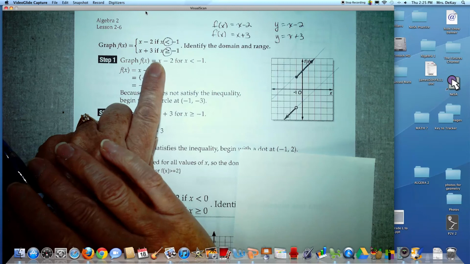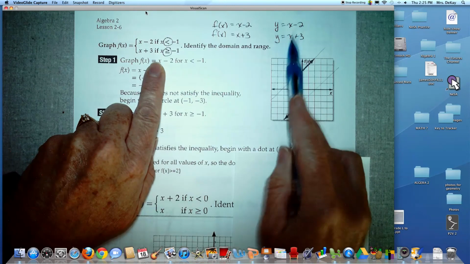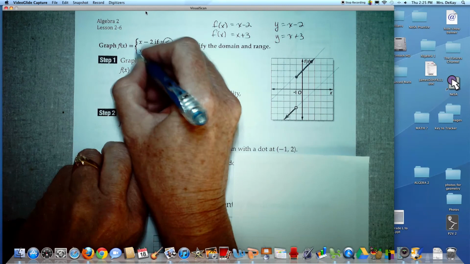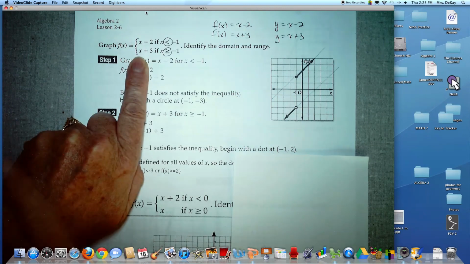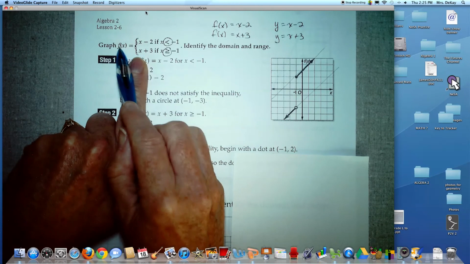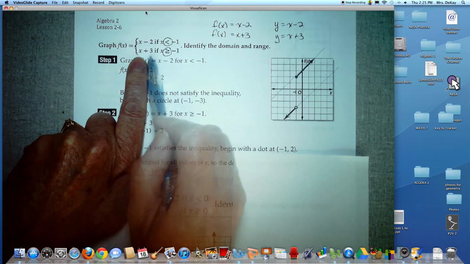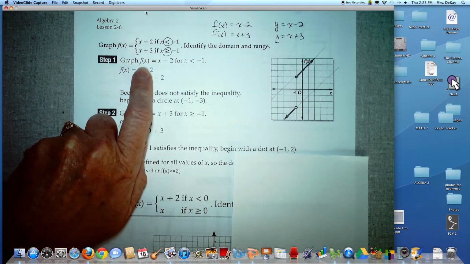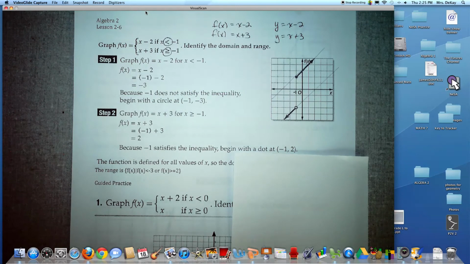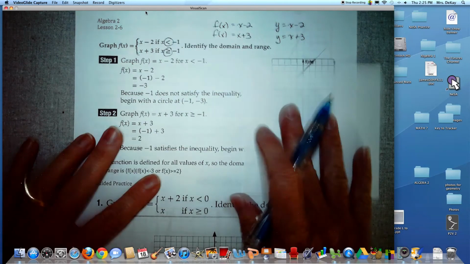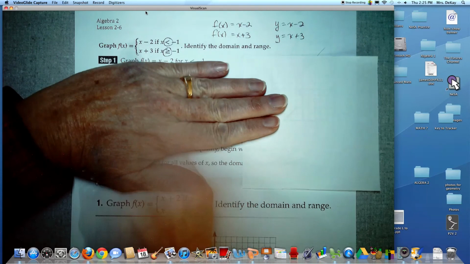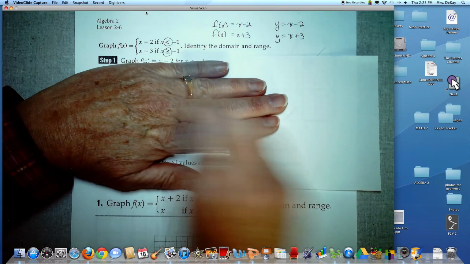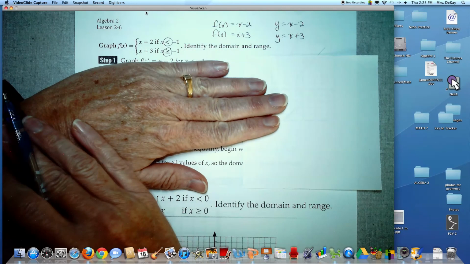The way to say that two things are happening at once is to put it in a notation like this. A piecewise function. You have one function, but different things are happening at different times. Your job, this is not supposed to be done for us. This is our example. The problem in your book would say, graph this, and identify the domain and range. So how do we even go about graphing this?